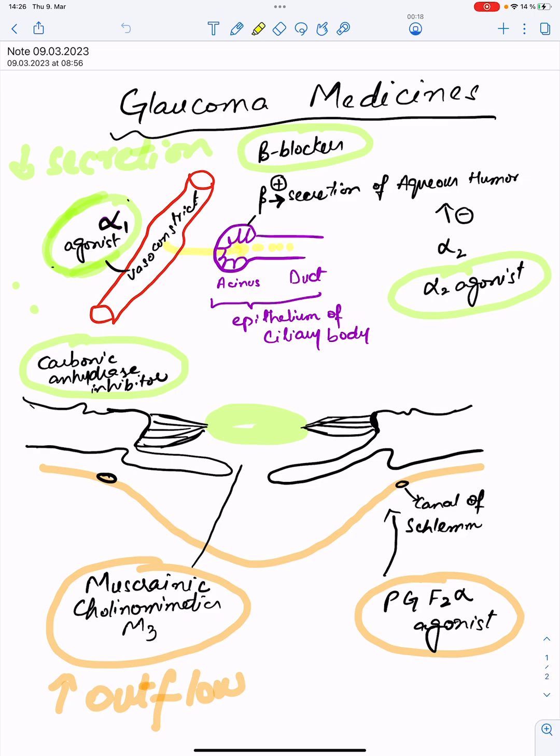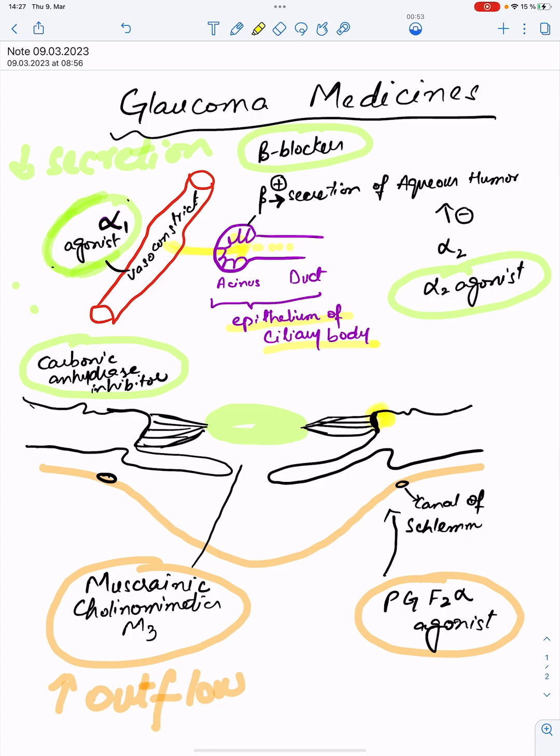Here you see, what I am marking is the ciliary body, and this is the epithelium of the ciliary body. Here, I have mentioned the epithelium of the ciliary body. The blood vessel has blood plasma and cells. So the plasma moves from the blood vessel into the stroma and later into the duct, and from here there is modification of plasma, and this is eventually the aqueous humor.